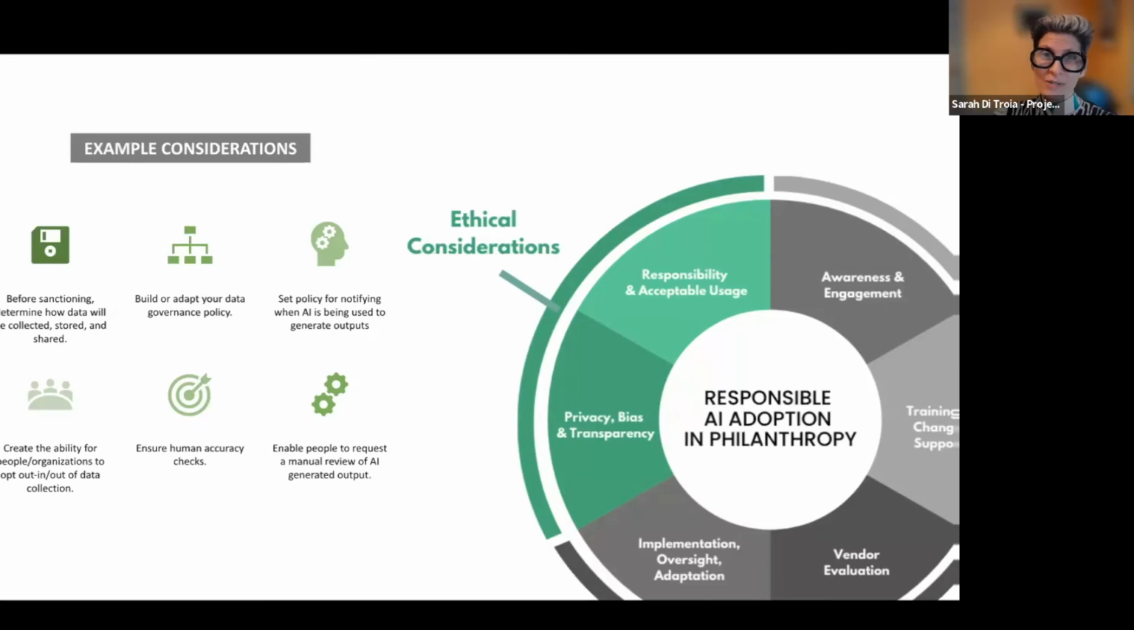We don't have enough time in this webinar to go through the myriad of ways we have been shown that technology in general and AI in particular can fail communities of color and marginalized communities. And so make sure that you have human accuracy checks built into however you're using AI, and enable people to request a manual review of AI and to share back that generated output. So these are all considerations that were shared by your colleagues and prioritized by them as ways that you can think about privacy, bias, and transparency and how to guard against it, and responsibility and acceptable usage.